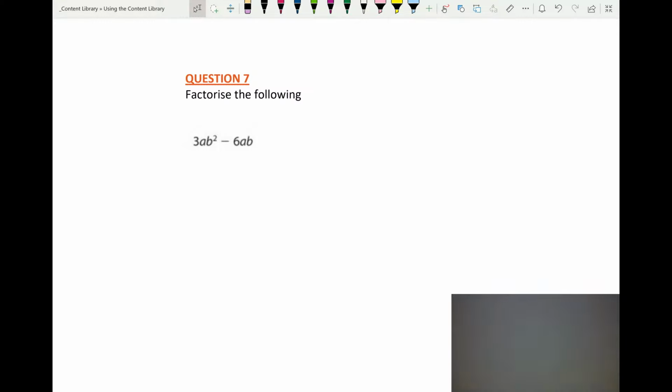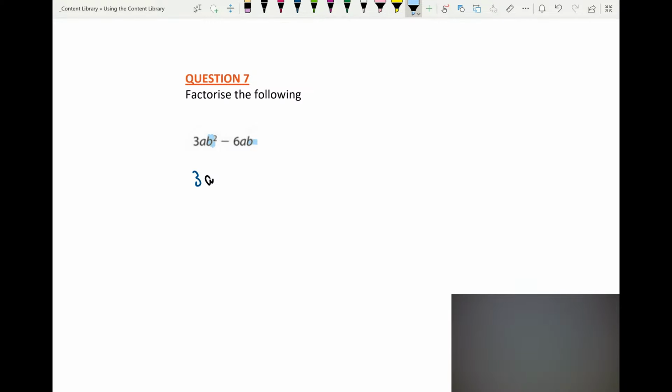Factorize really just means take something out that's common to all of the terms. As I look at this, I can see that there's a 3 common to both of them, and there's also a letter common to both of them. Well, there are actually 2 letters, but let's do it bit by bit. The number common is 3, because 3 goes into 3 and 3 goes into 6. I can also see that there's an a here, so I'm going to factorize out a as well. I can also see that the b is in both of them.